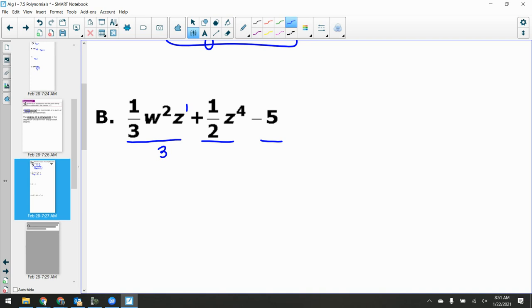What's my degree of my second term? 4. It's nice when it's just a single variable, right? You don't have to worry about adding or anything like that. And what's the degree of the 5? 0. A lot of people might try to tell me 5 because the number is 5. No, it's the degree of the variables. Well, there is no variable, so it's 0. So what's the degree of this entire polynomial? 4.